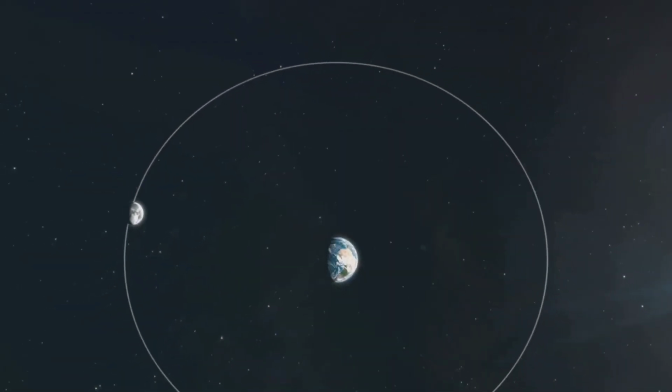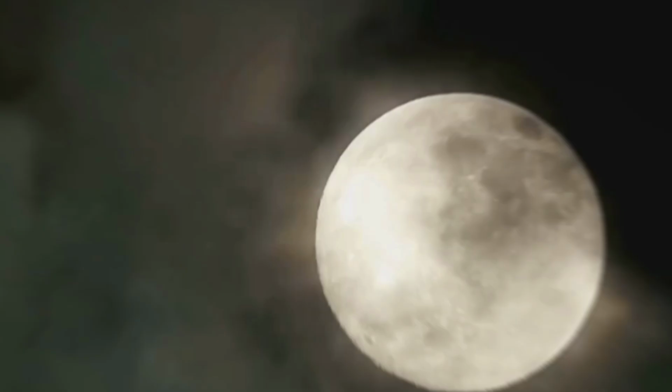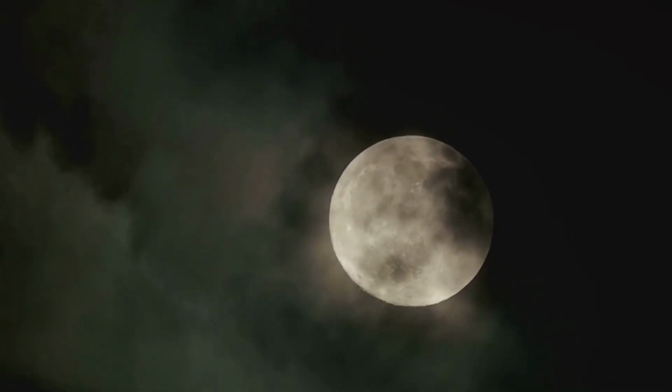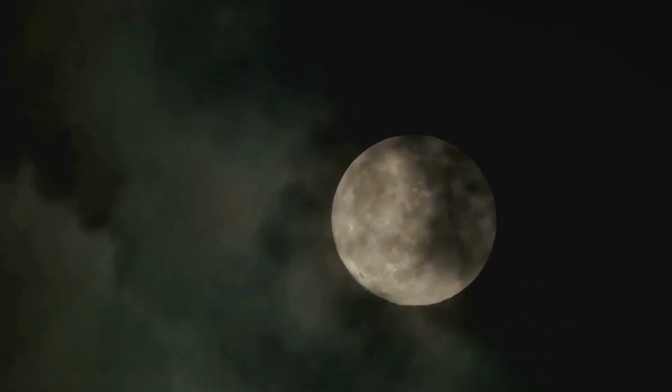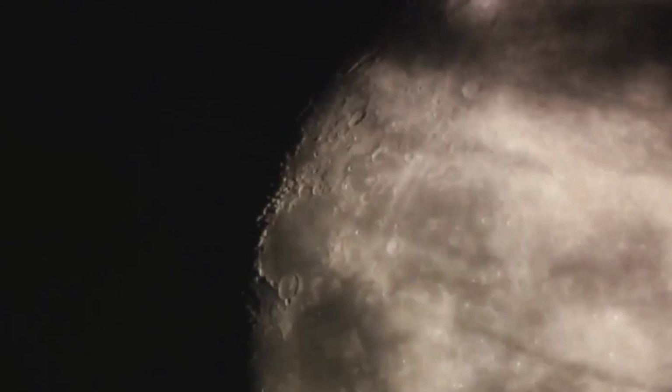To grasp this phenomenon, we first need to understand the moon's orbit. Our moon, Earth's only natural satellite, moves in a fascinating ballet around our planet. It follows an elliptical path, not a perfect circle, which means the distance between Earth and the moon varies throughout its orbit. The moon completes its orbit around the Earth approximately every 28 days, a cycle known as a lunar month.